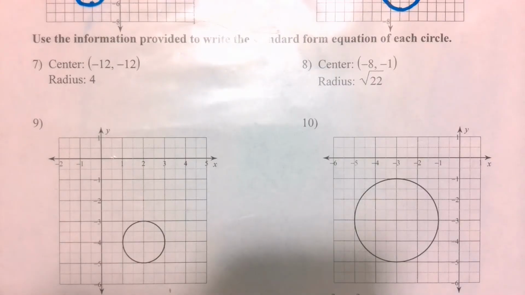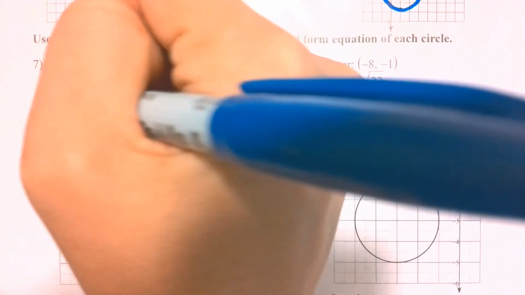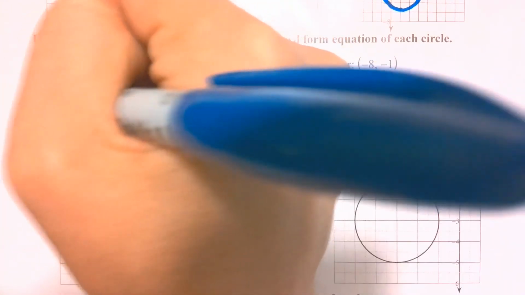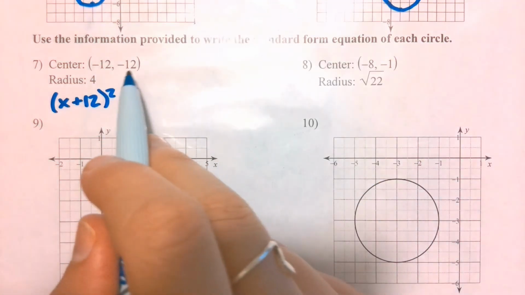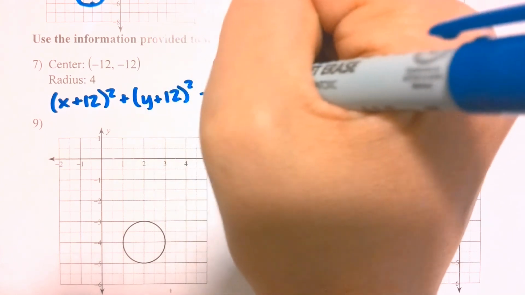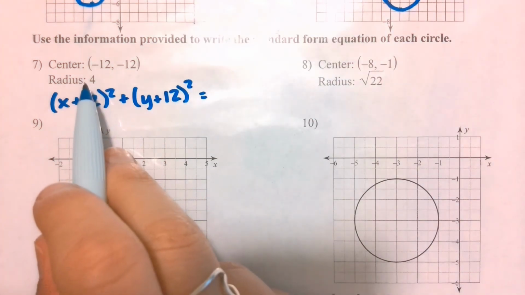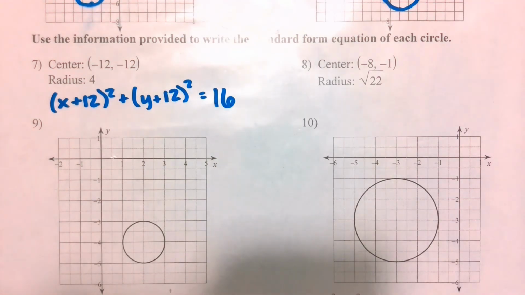So for our last 4 examples, we're going to be writing an equation for each one of these. So kind of working backwards. If you need to, you can look at one of these equations up here to kind of help you out. But for that center, I know I'm going to have x minus that x value, so x plus 12 squared, plus my y minus 12, so y plus 12 squared. And then it always is going to equal my radius squared. So since I have 4 squared, it will be equal to 16.